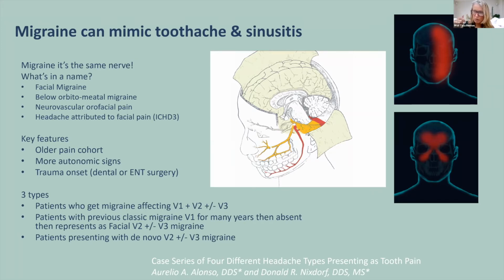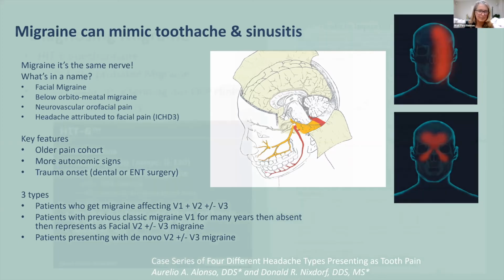So there's one group of patients that have the ongoing migraine that happens at the same time as their facial pain. Second group of patients have a past history of migraine that may have stopped when they went through menopause or through pregnancy. So their migraines have stopped, but it's come back. Instead of being here, it's now here or here or here or here. And the third group of patients basically have no history of migraine and de novo in their late 30s, early 40s, present with isolated V2, V3 migraine. So those are the groups you need to think about.